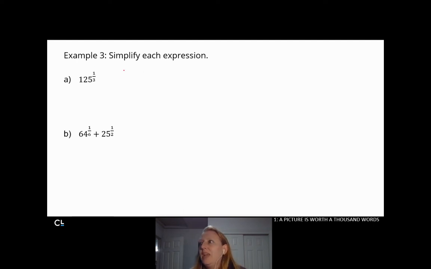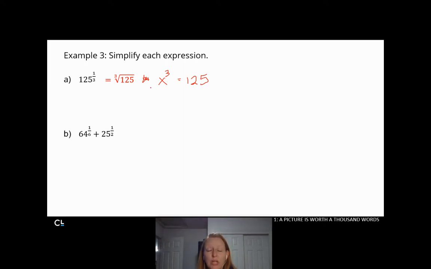You ready? So 125 to the 1/3 power. I rewrote that as the third root, or the cube root, of 125. So this means I'm looking for a number, and I don't know what it is, that to the third power gives me 125. Sorry, I don't have my pen today, so it's weird writing. I want to know what number raised to the third power would give me 125. That's what this is saying, right?